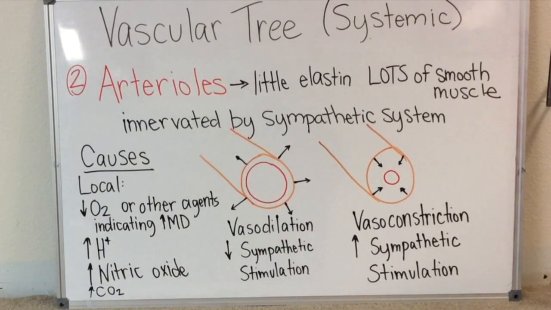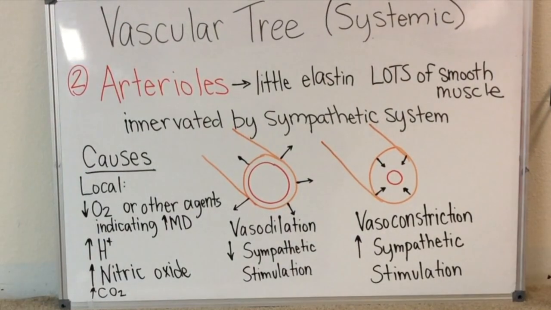Extrinsically, our body can respond to overall releases of sympathetic stimulation. If we receive a bolus of epinephrine or norepinephrine, this is overall going to increase vasoconstriction to the entire system. The ability to vasodilate and vasoconstrict makes sure that all the organs in the body receive the amount of blood and nutrients that they need relative to their metabolic demand.